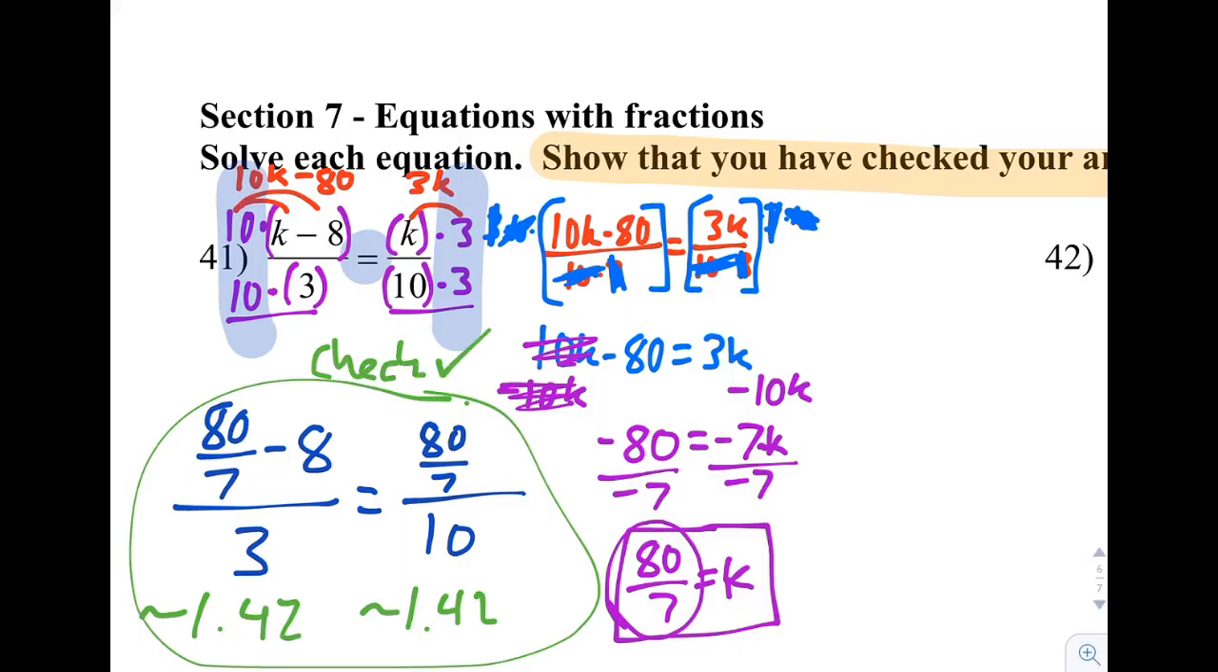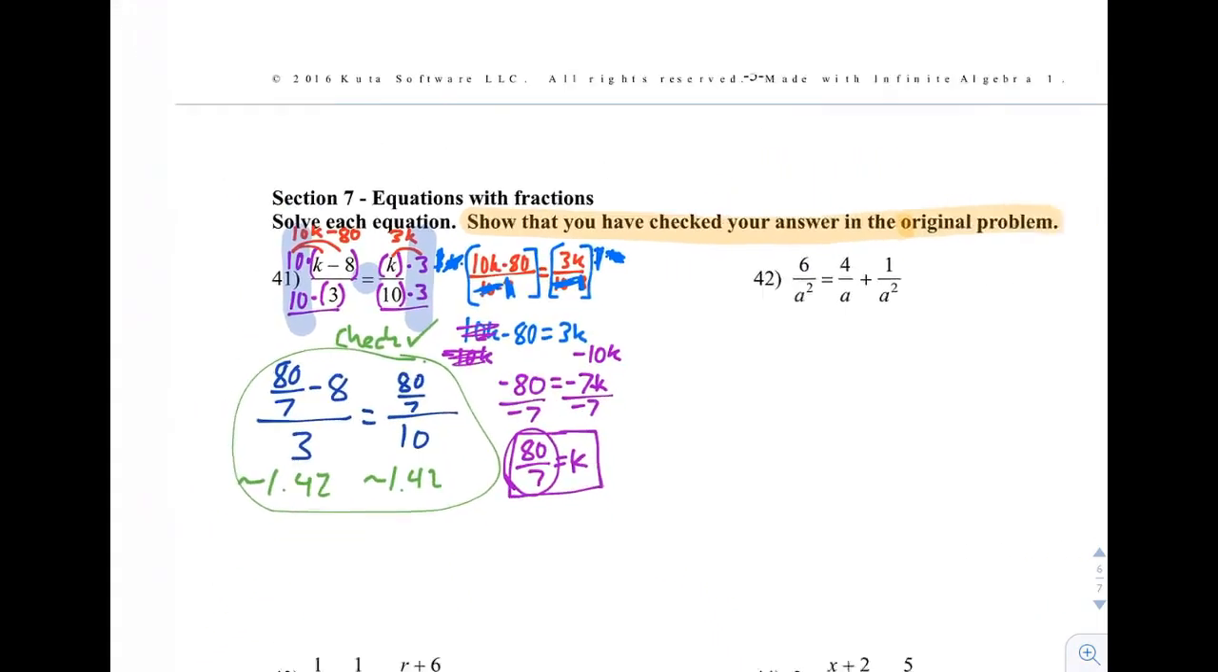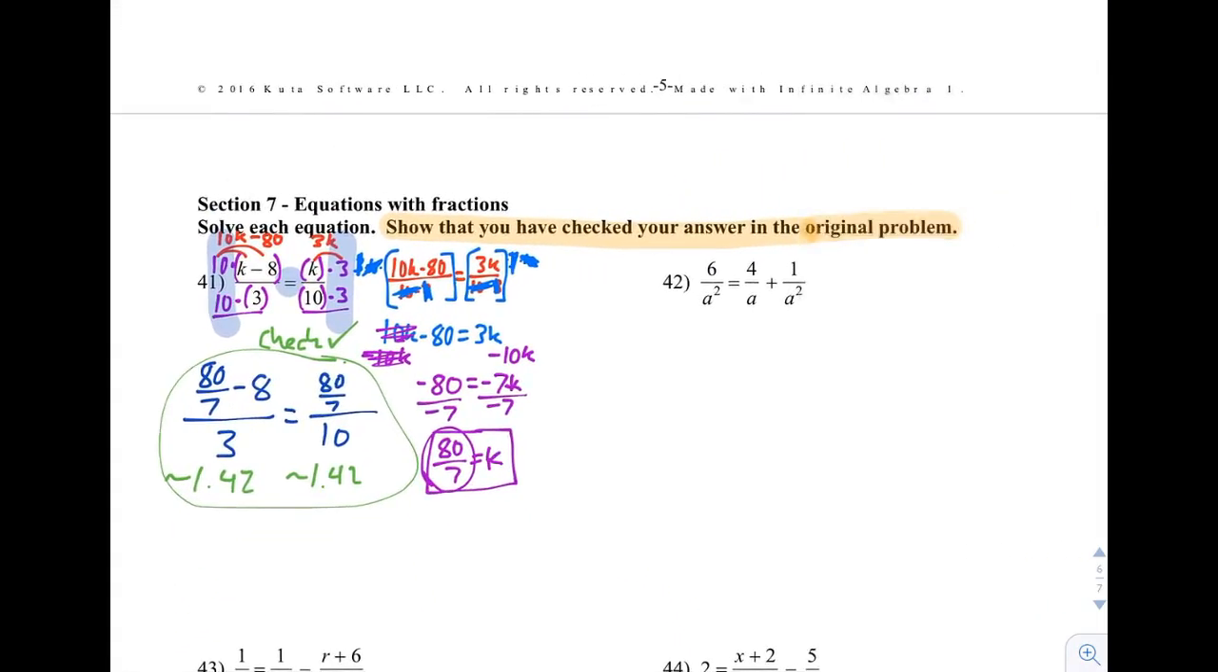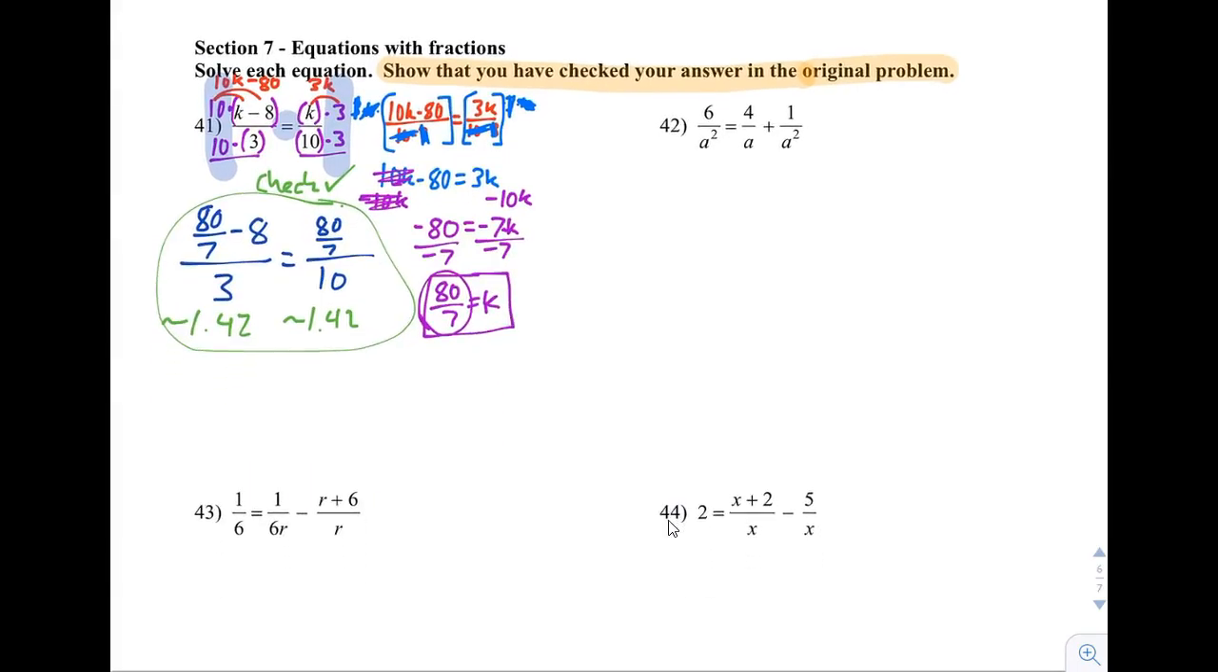That is something you will need to do on each one. The nice thing about that is it tells you if you got the answer right. If you did the problem correctly, that check will always work. And if you didn't do the problem correctly, then it will not work.